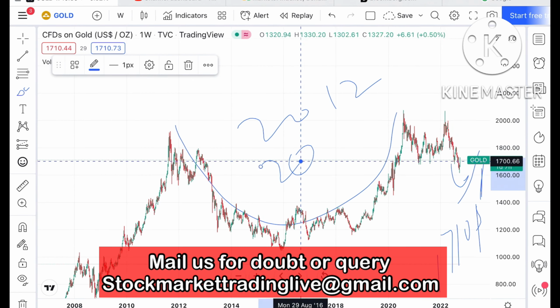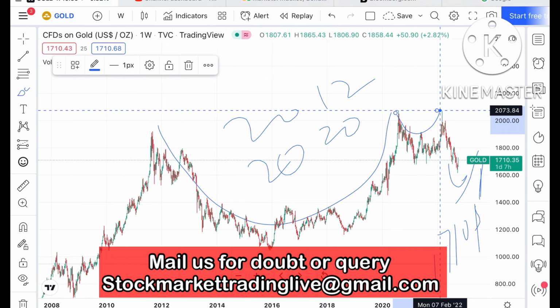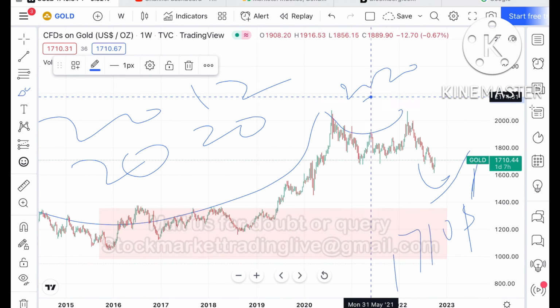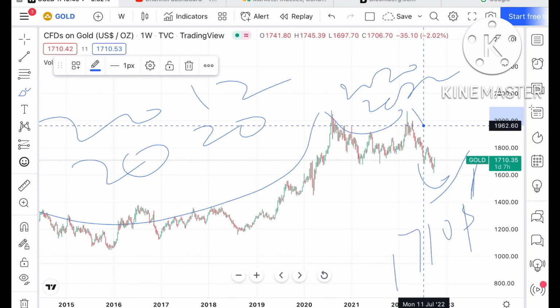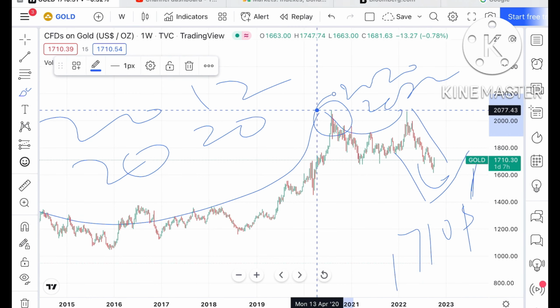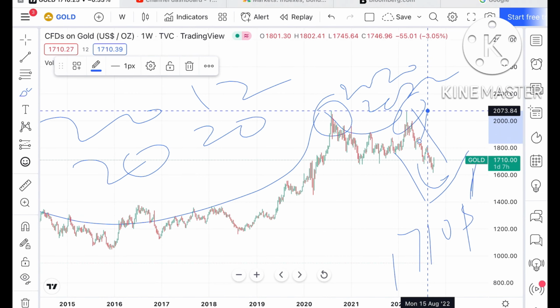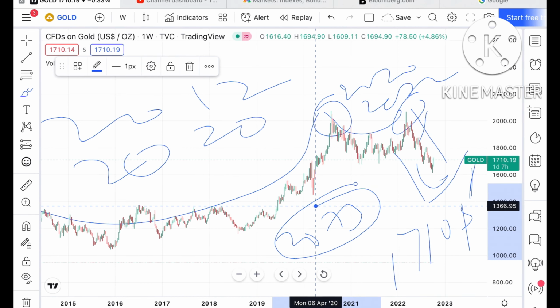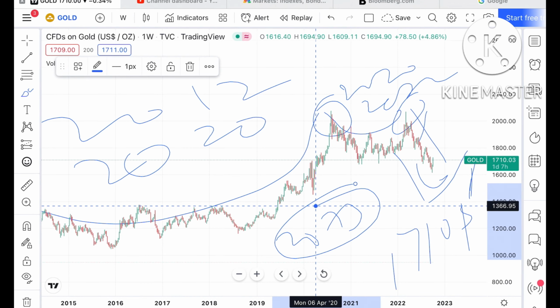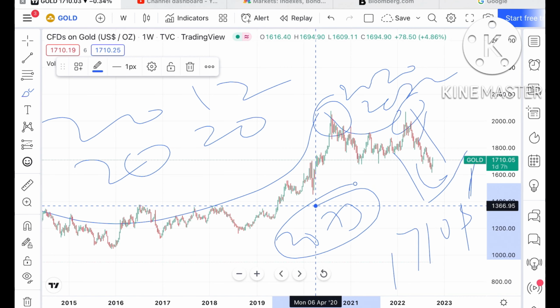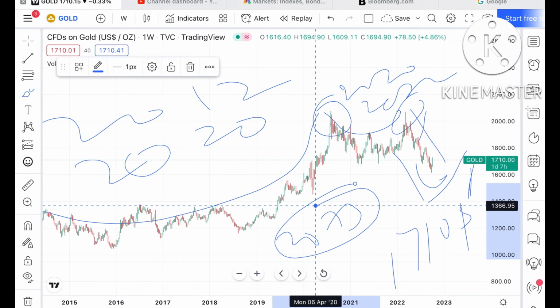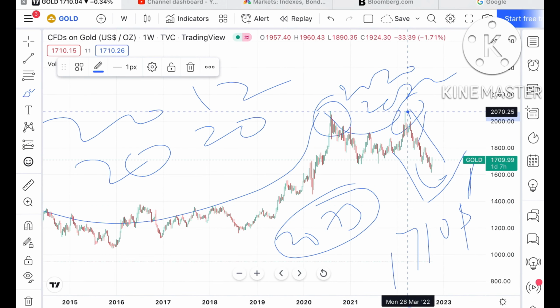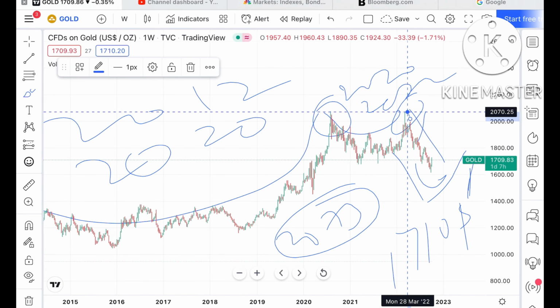If you look at the pattern of gold, a U pattern has formed from 2012 to 2020, and this same pattern has formed from 2020 to 2022. After that we have seen a sharp fall, and it made a high of these 2 points, around $2073. These are the highs which have already been tested here as resistance. Now look at this particular trend, overall, in gold in the third week of March.